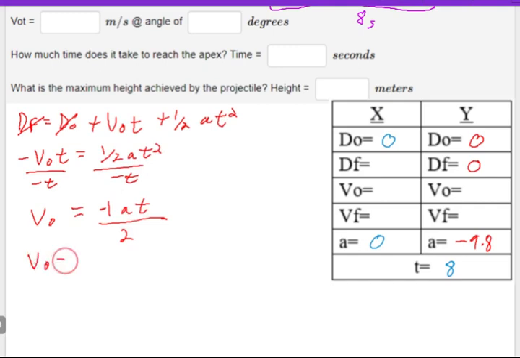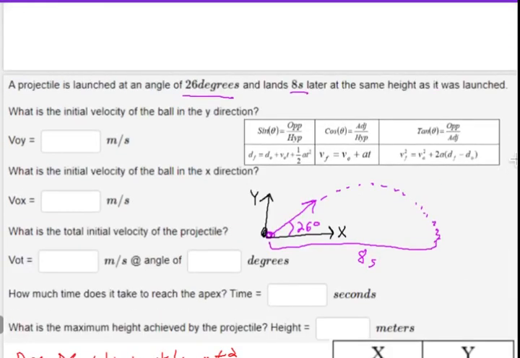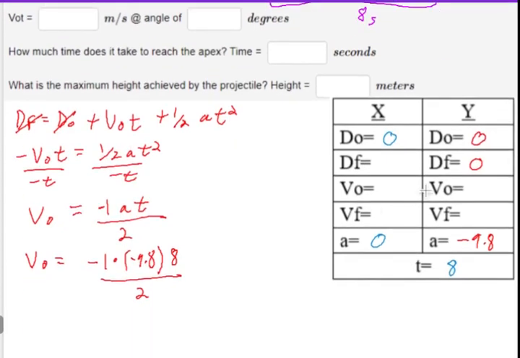The t squared cancels out with the t, but you're left with the negative there. So if I do all this, I can plug my numbers in here. So I get negative 1 times negative 9.8 times t, which is 8, all divided by 2. Plug all that into my calculator, and I solve for the initial velocity in the y. And that's going to give me 39.2. Cool. After I have the initial velocity in the y, I know the final because it's just opposite. It points down.